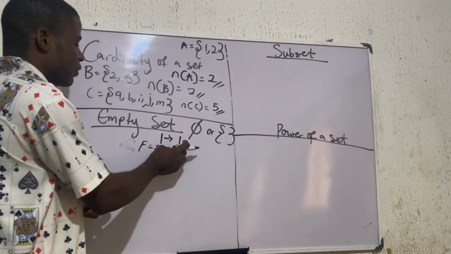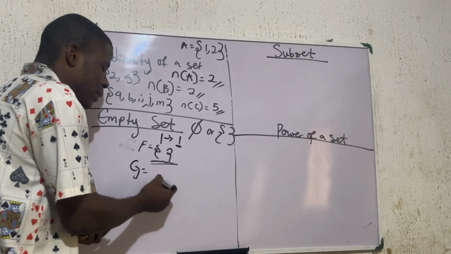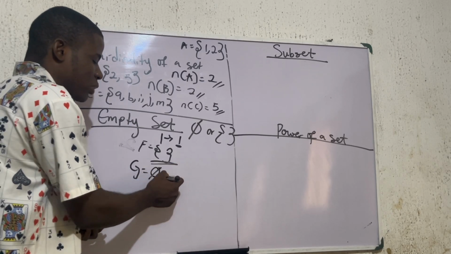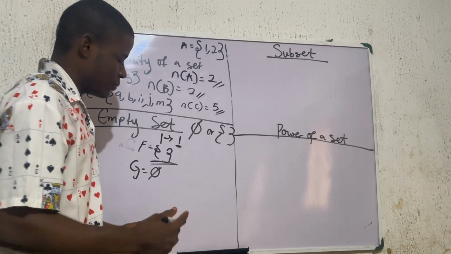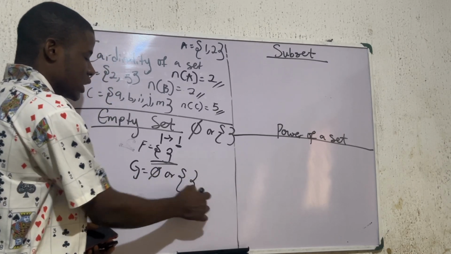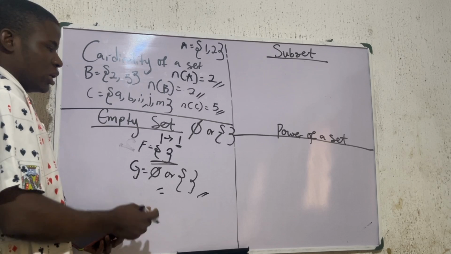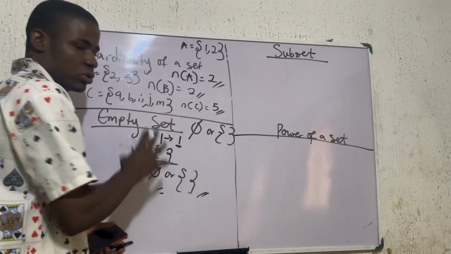So when I say that set G is equal to the set of pregnant men, we don't have any pregnant men, so the answer will be what? An empty set, which can be seen as this or this, curly bracket without any element. I hope you understand. So by now you understand what we mean by empty set, something that is not possible.